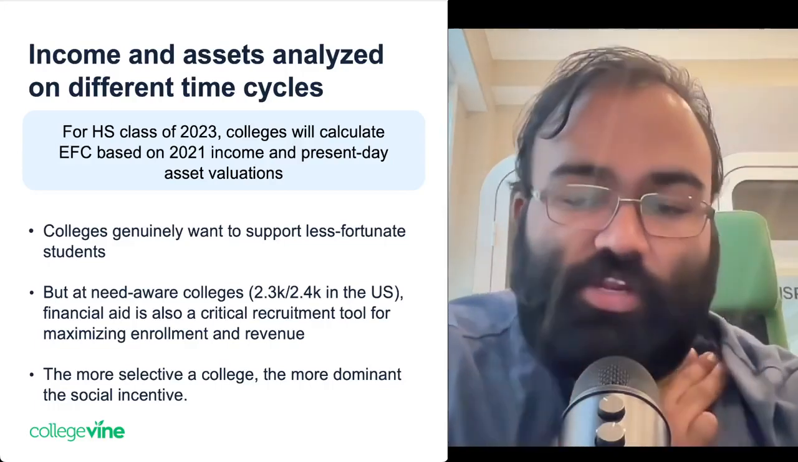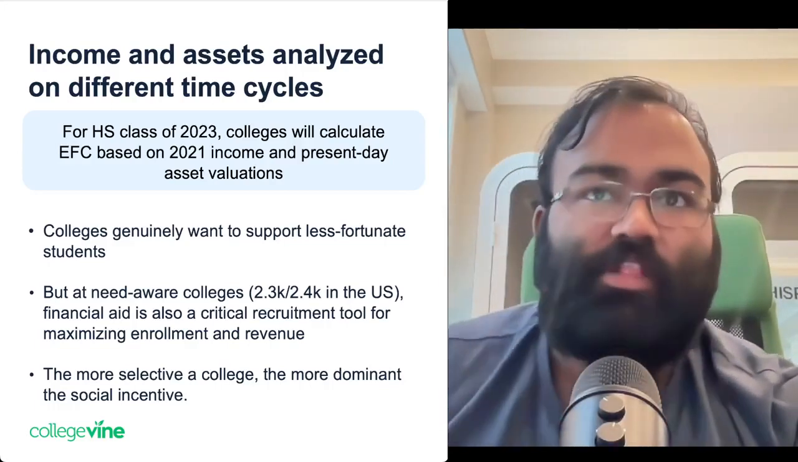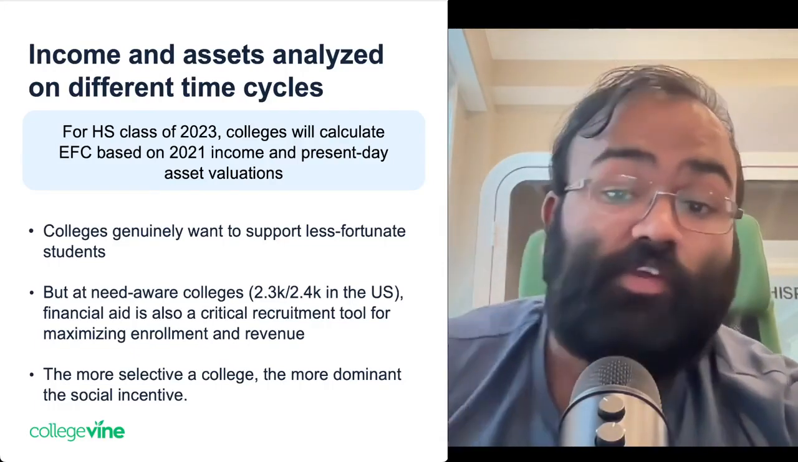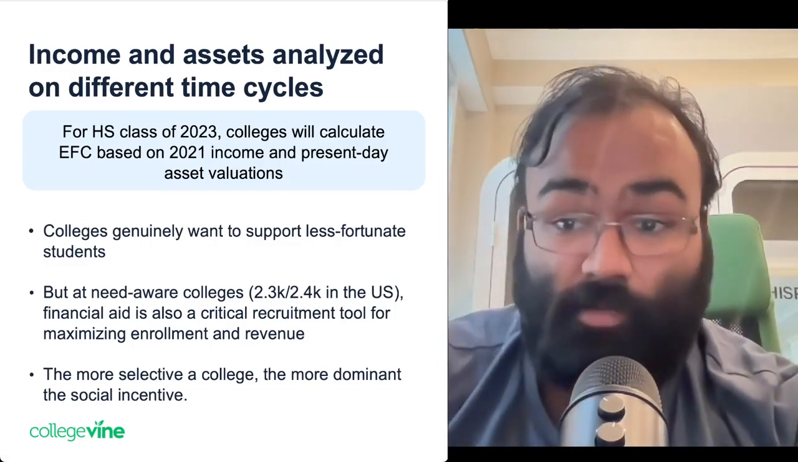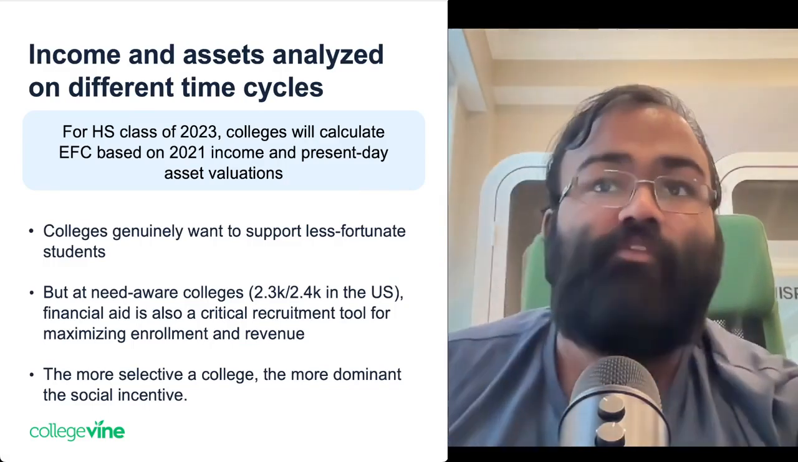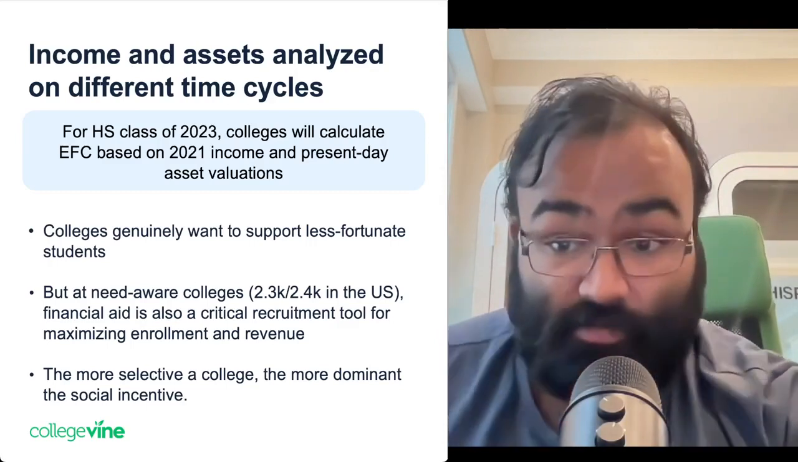Now let's get into the notion of how income and assets are analyzed on different time cycles. So for the high school class of 2023, that's if your child is currently a senior, colleges are going to calculate EFC based on your income for the full tax year of 2021, as well as present day asset valuations, i.e. the value of your assets at the time that you are applying for financial aid.